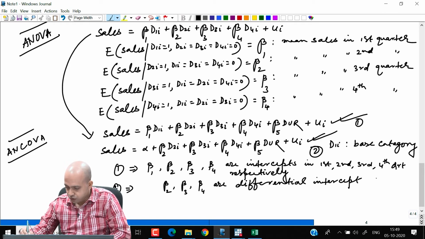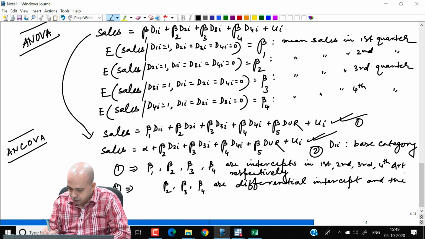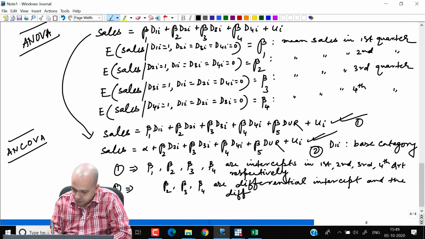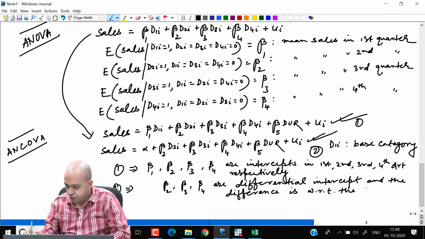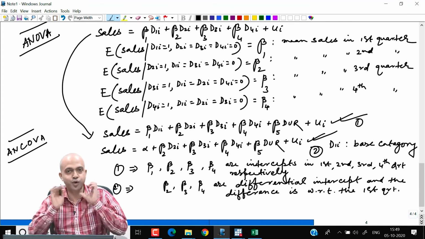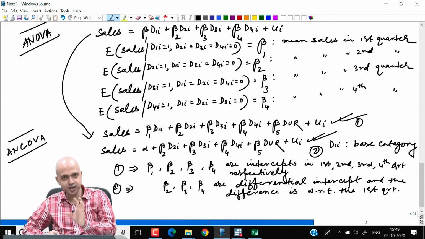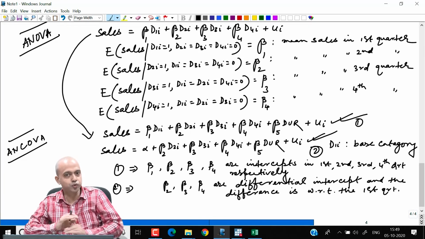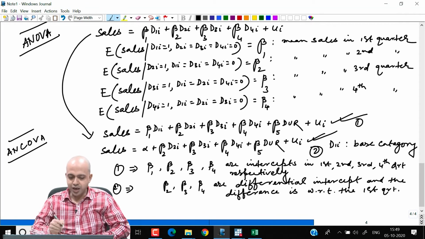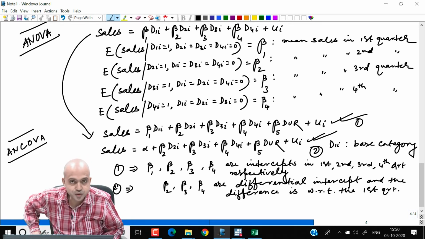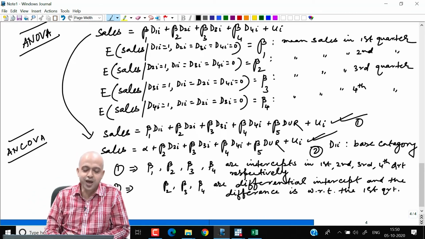Differential intercept, and the difference is with respect to the first quarter. This you have to understand. Four dummies means they directly give you the intercept. Three dummies means it is always in comparison with the first quarter. That is why differential intercept. Okay, and since we have introduced the other covariate, it is called the ANCOVA model.